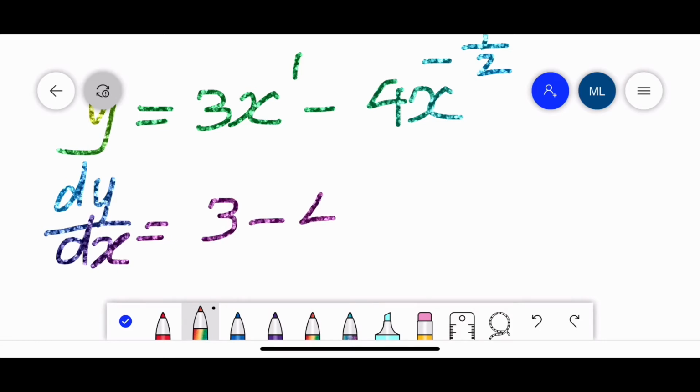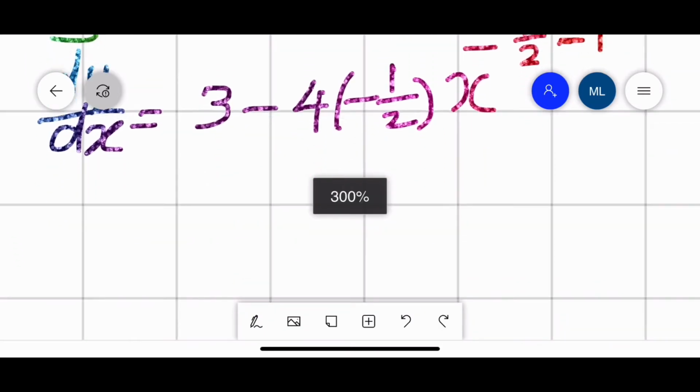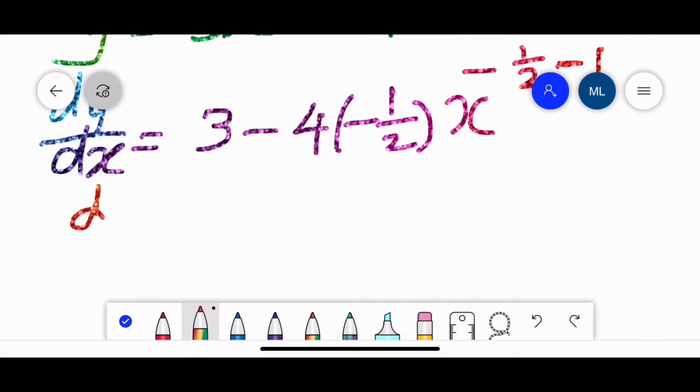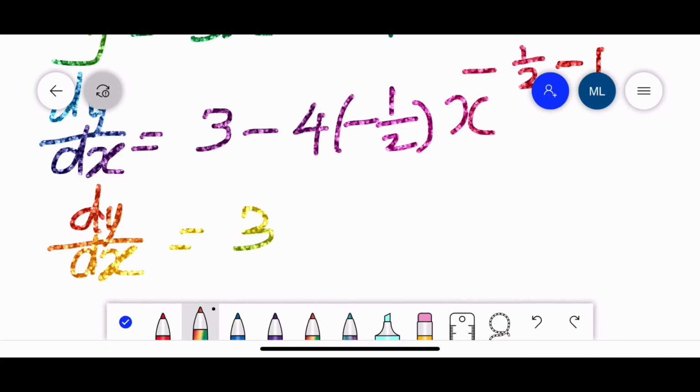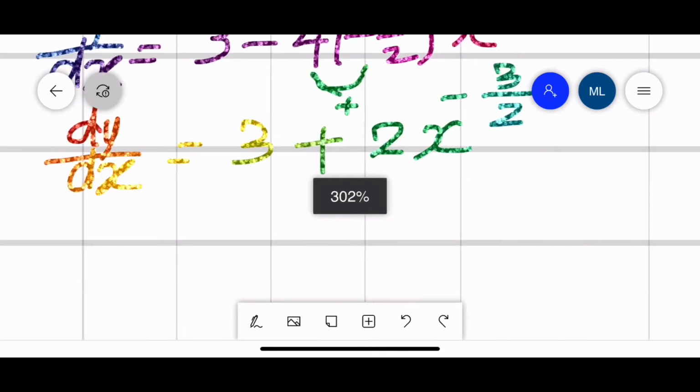And then this one, be careful, you got negative 4, but you have to times to the negative half, you know. So it becomes positive, right? Then x^(minus 1 over 2 minus 1), be careful, this is minus. Differentiation, the power goes down. Okay, so your dy/dx is 3 plus 2x, right? Negative 4 and negative half become positive 2, right? x and then negative 3 over 2, right?